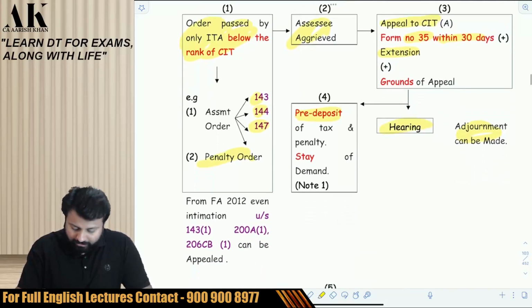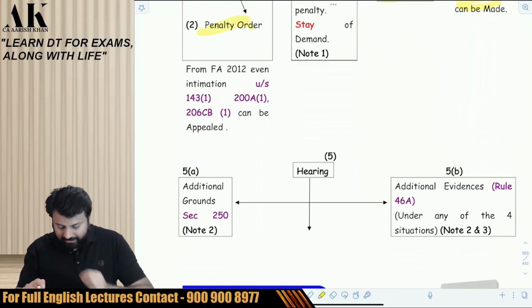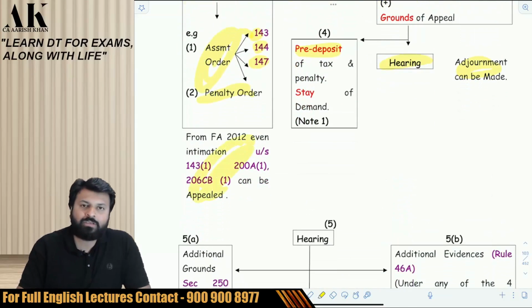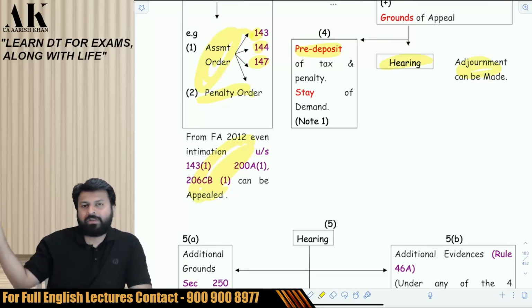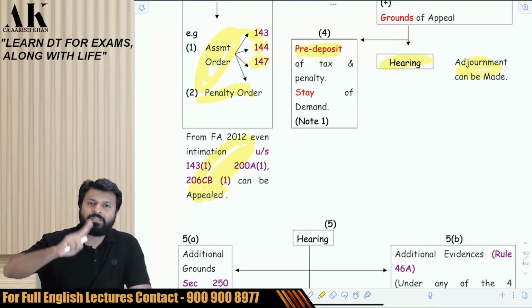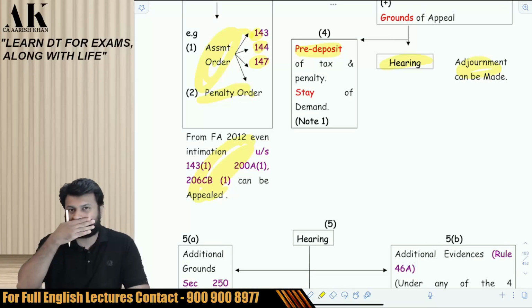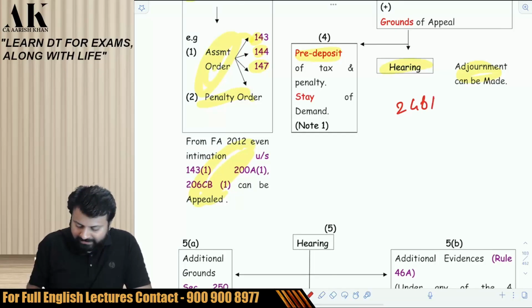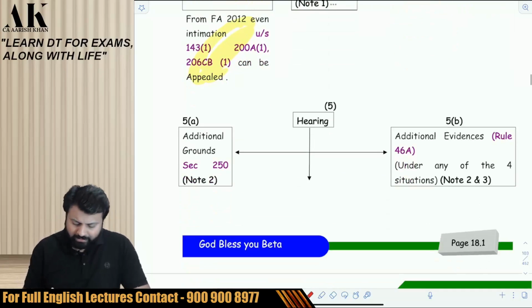Now, during the hearing, what can happen? One more thing. Apart from the order, you can also appeal intimations under income tax law. Even intimations are appealable. Intimations can be rectified also. Order can be rectified also under 154. Same way, intimation can be appealed also. Order can be appealed also under section 246A. Appeal is filed under section 246A.